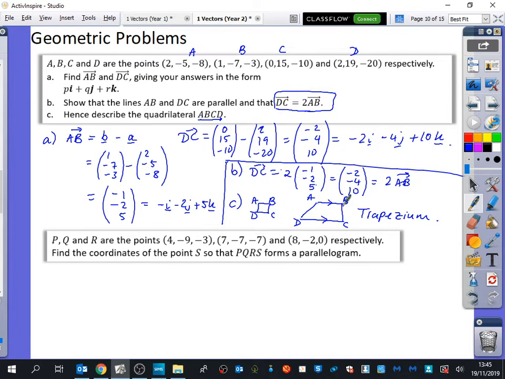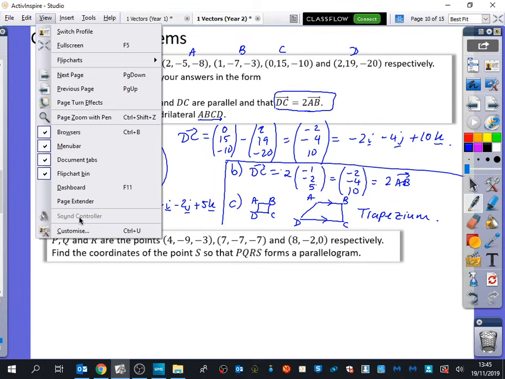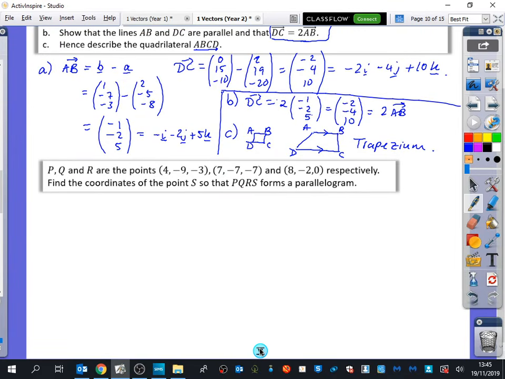So this one, I wonder if I left a bit of space on this one. This one's going to take up a little bit more space, so I would strongly recommend doing your diagrams and working out nice and small for this question, just because there's a few different things we can do here. Okay, so P, Q, and R are the coordinates given. Find the coordinates of the point S so that PQRS forms a parallelogram.